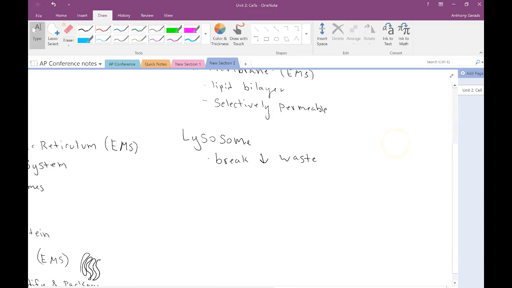A lysosome is going to break down waste. Then we get to some of our fun ones. Centrioles. Centrioles are going to help cell division and structure. All right, it's going to be like part of our cytoskeleton, so it's going to hold that cell, hold stuff in place. It's going to help the cell divide.